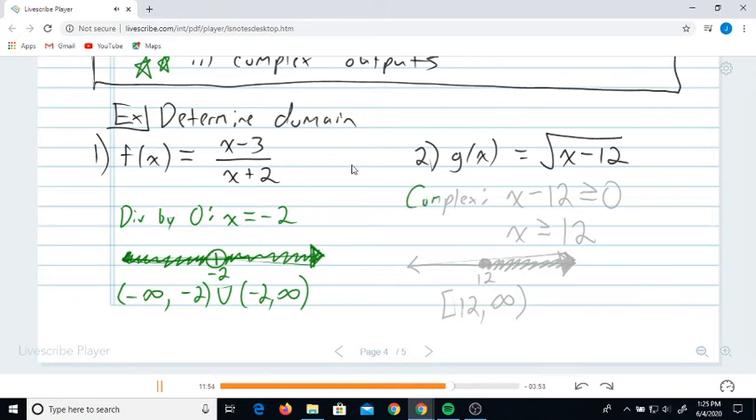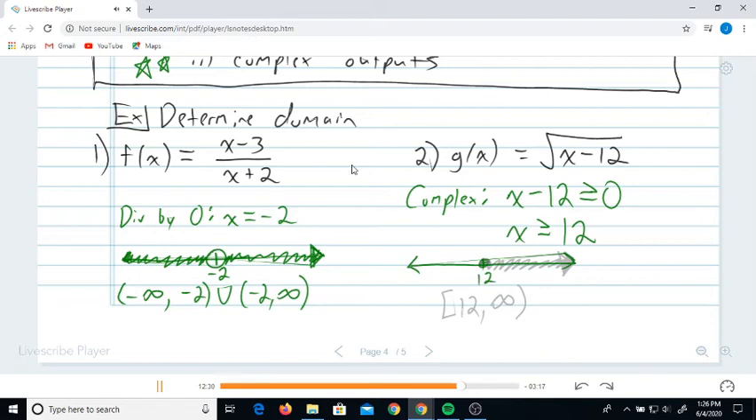Now, in the case of number 2, this function g at x, which is equal to the square root of x plus 12, well, we don't want imaginary numbers. So imaginary or complex values will occur whenever you have a negative inside the square root. So that means whatever is inside that square root needs to stay non-negative. So thus we have an inequality. So clearly, if we want to keep negatives away from the interior of our square root, we just got to pick inputs bigger than or equal to 12. So if we were to put that on a number line, there's 12.